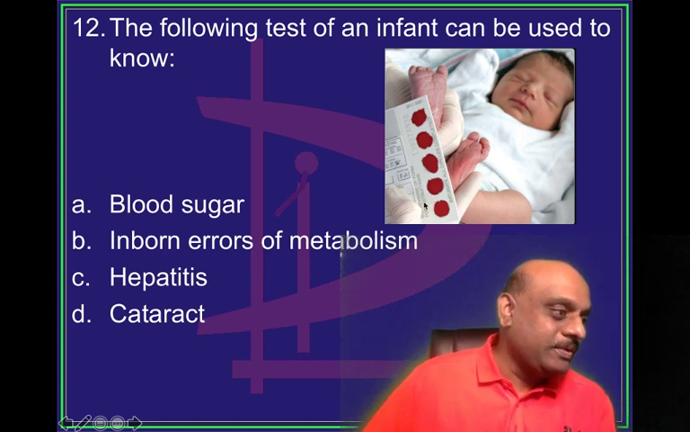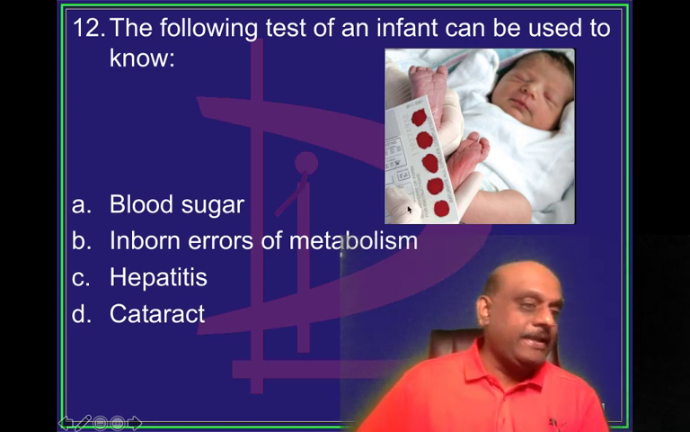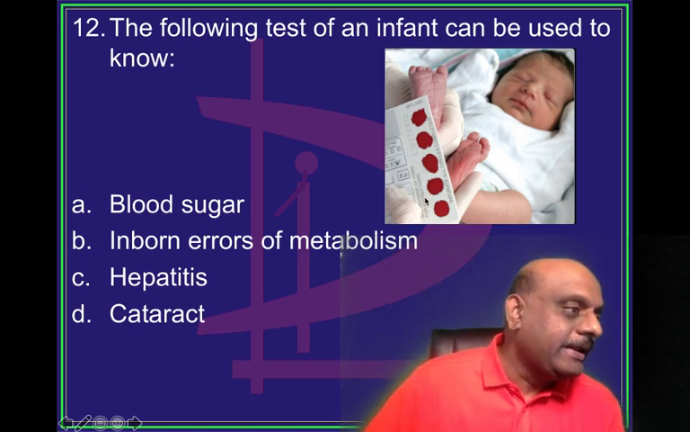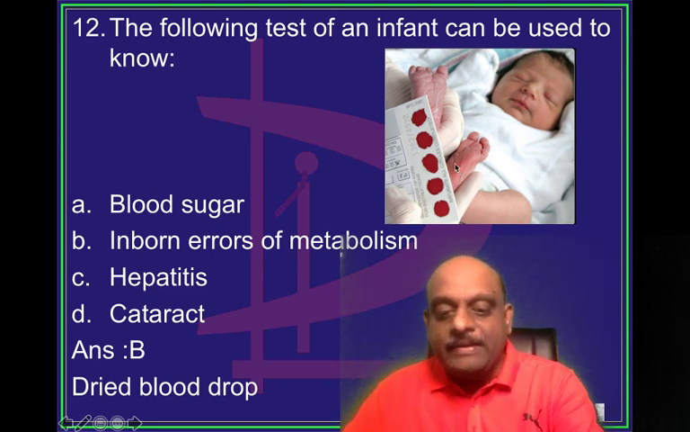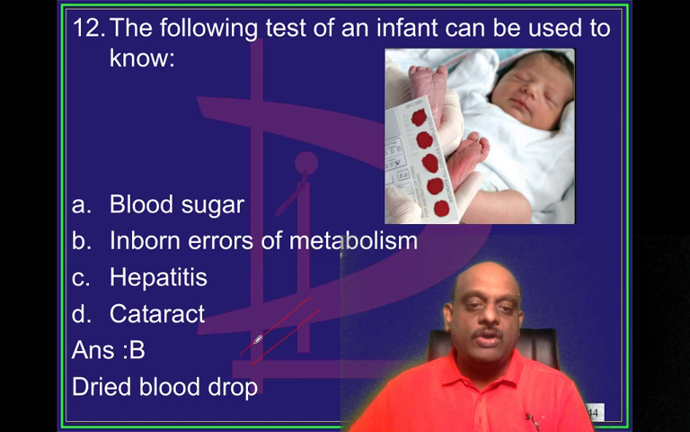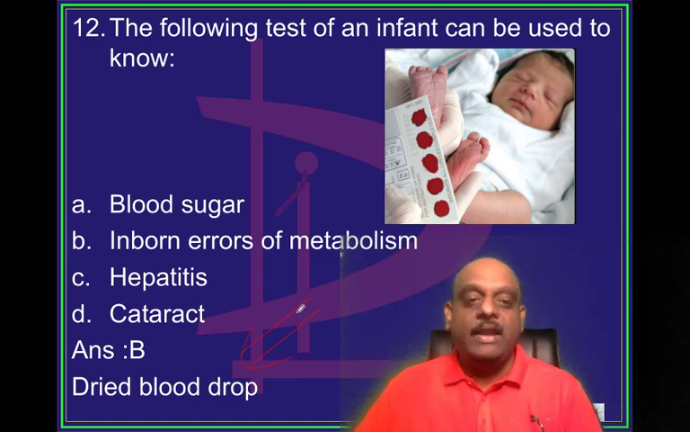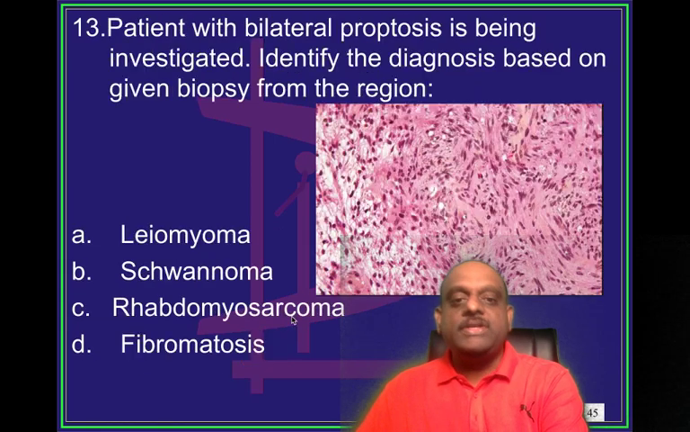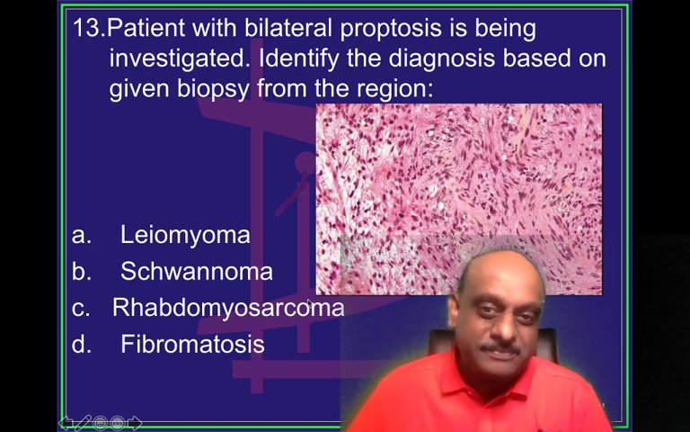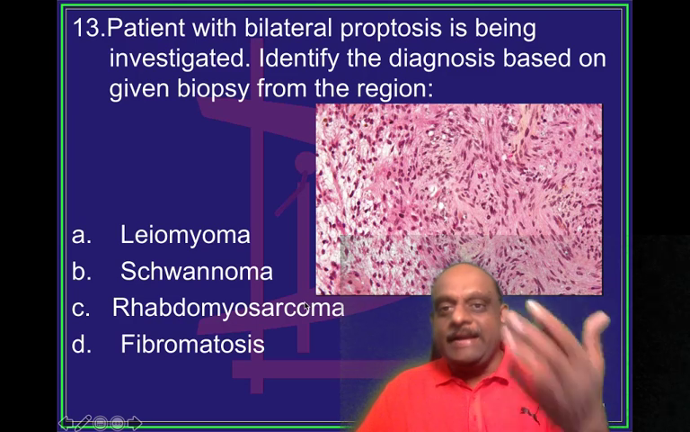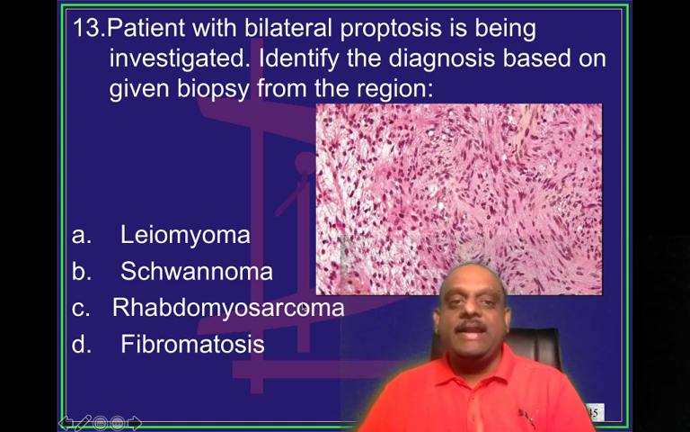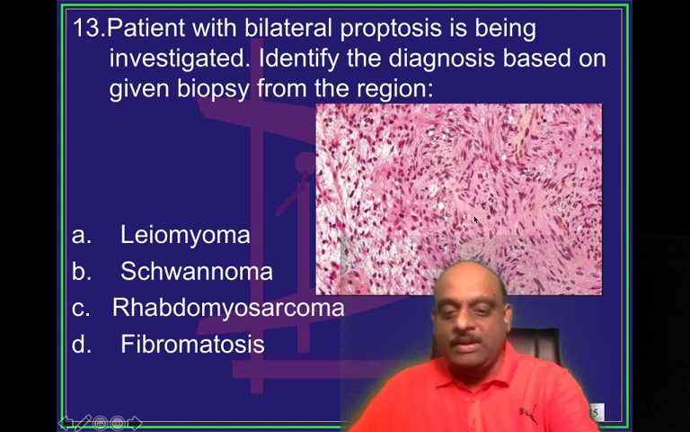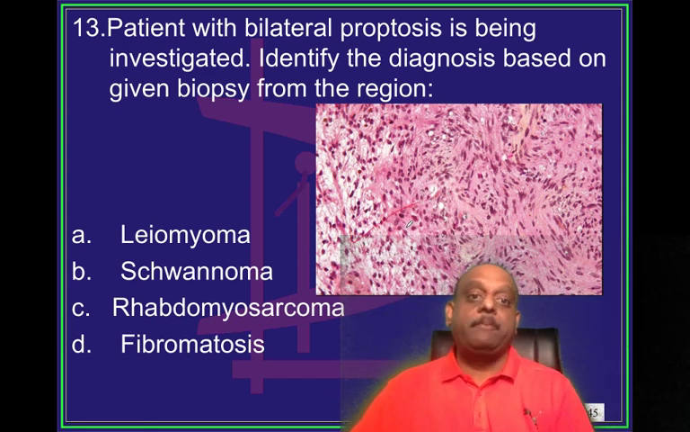Doc, so Sara Kadari is proposing inborn errors of metabolism, and most of you are absolutely right, doctor. It is called a dried blood drop. Dried blood drop is the one which you need to remember, which is done for inborn errors of metabolism. The patient is having bilateral proptosis. He is being investigated and a biopsy is being done. Now tell me, doc, what are you able to see in this biopsy in a proptotic child, proptotic patient?